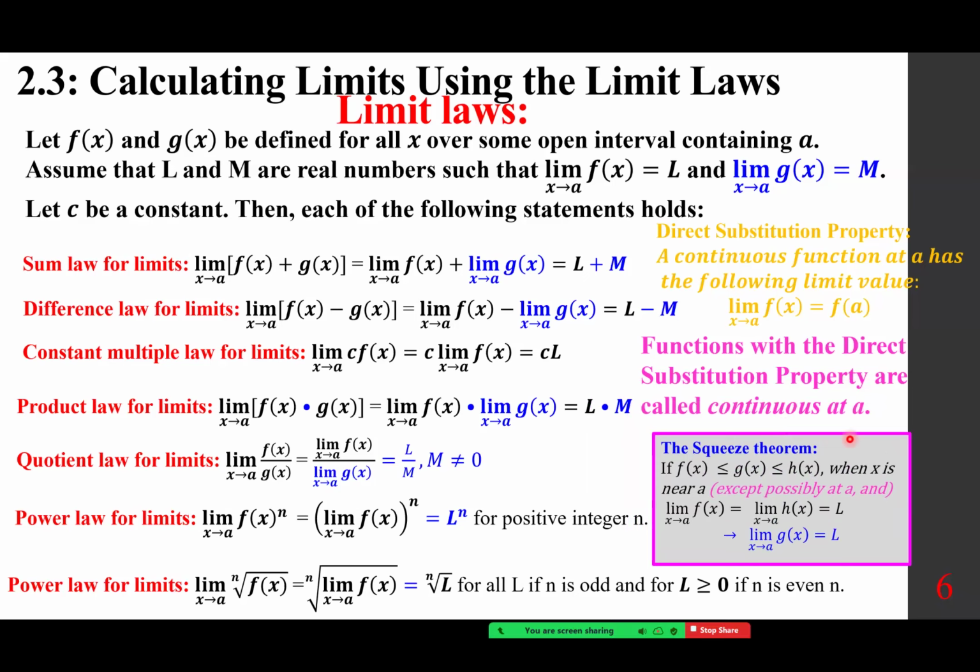The squeeze theorem. If g of x is between f of x and h of x, in other words, f of x is less than or equal to g of x, less than or equal to h of x, when x is near a, except possibly at a. So what happens at a is not important. That's the concept of a limit. What's important to us is near a. If the limit of the left function, limit of f of x as x approaches a, is equal to the limit of the right function, limit of h of x as x approaches a, and both of them give us L, the one in the middle that is squeezed in between, limit of g of x as x approaches a, is also L. So very straightforward.